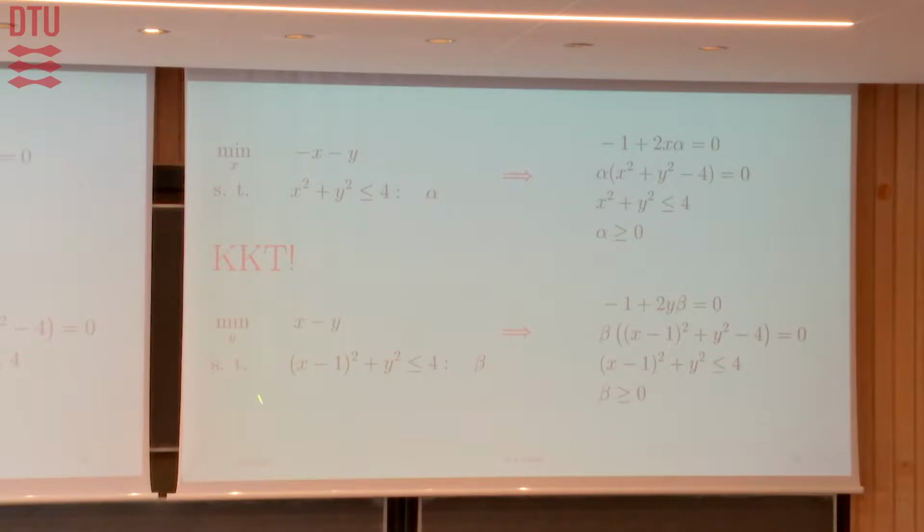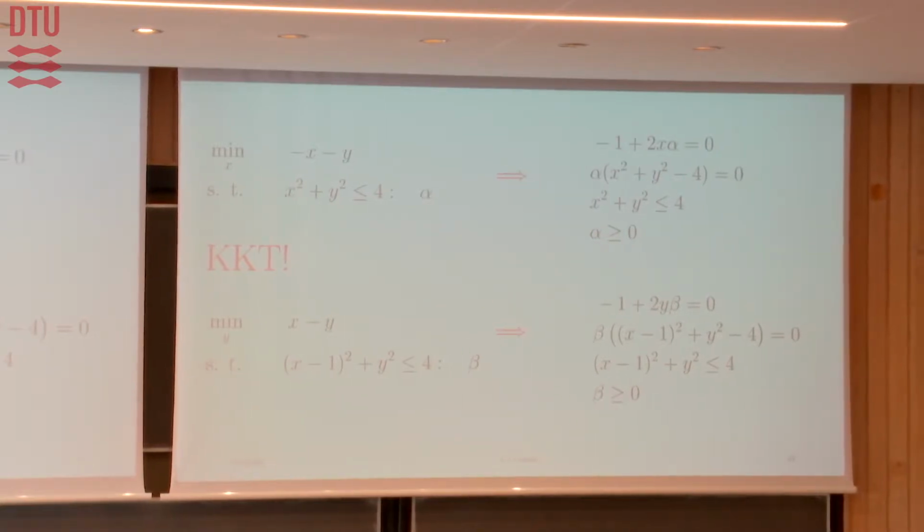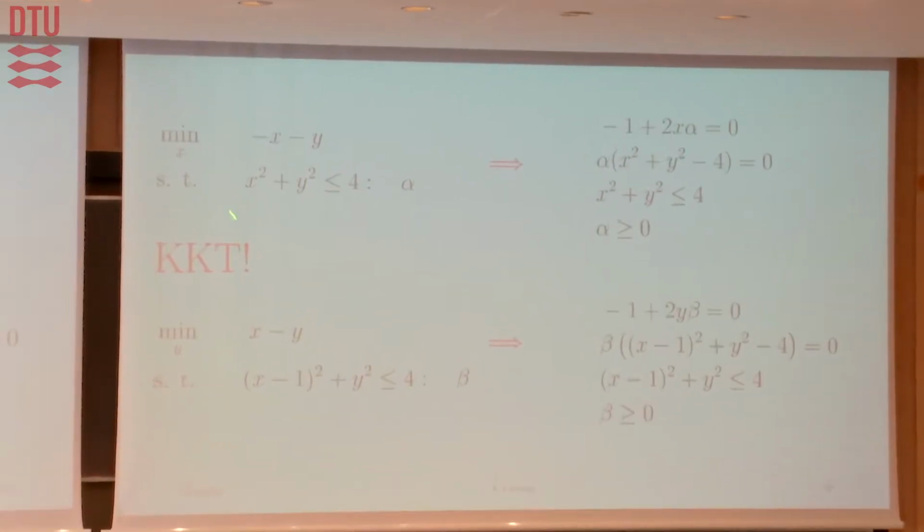I do the KKT conditions for the second problem, the same thing. The derivative of the Lagrangian with respect to y is -1, and then, sorry, it is 2y beta, which is equal to 0, then beta times the constraint equals 0, which is the complementarity condition, and then what we have over here is the inequality, and for the same reason this multiplier has to be non-negative. Okay, so this is the optimality condition of this problem.